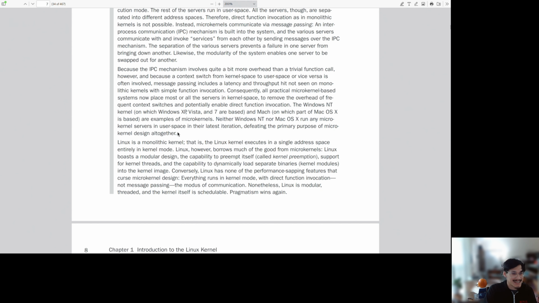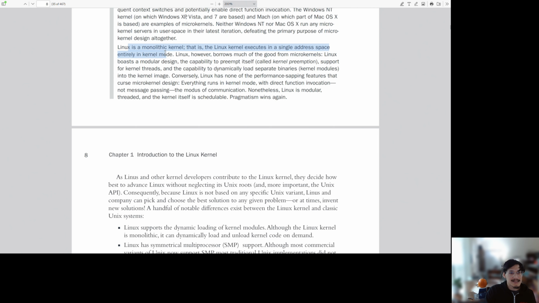All right. Linux is a monolithic kernel. That is, the Linux kernel executes in a single address space entirely in kernel mode. Linux, however, borrows much of the good from microkernels. Linux boasts a modular design and the capability to preempt itself, called kernel preemption, support for kernel threads, and the capability to dynamically load separate binaries, called kernel modules, into the kernel image. Conversely, Linux has none of the performance-sapping features that curse microkernel design.